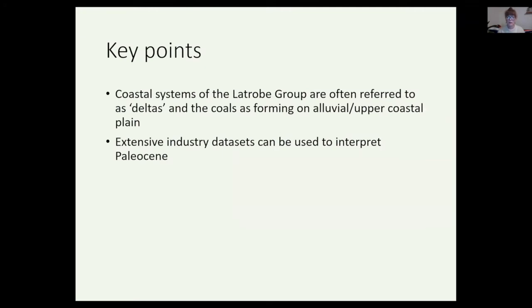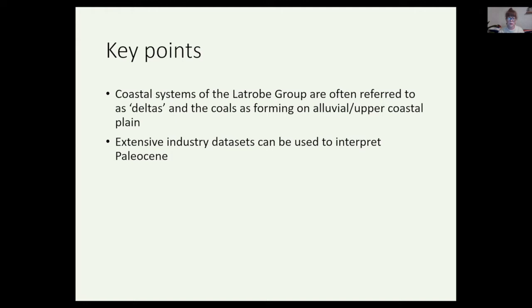So the main points of this research is that coastal systems of the Latrobe group form the main hydrocarbon reservoirs and are often referred to as deltas, and the coals are often interpreted as forming on alluvial or upper coastal plains. However, research is indicating that that's not quite right. The shoreface is more commonly being termed barriers these days. But there's still a bit of a historic bent toward the classic delta alluvial plain kind of depositional environment.